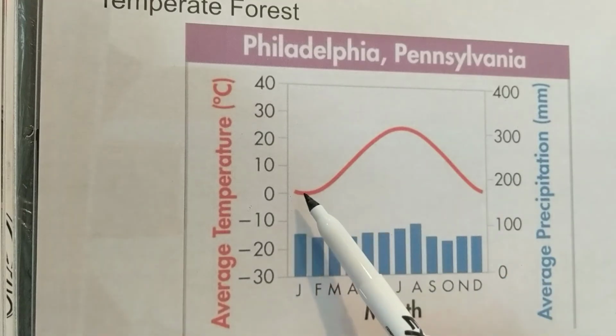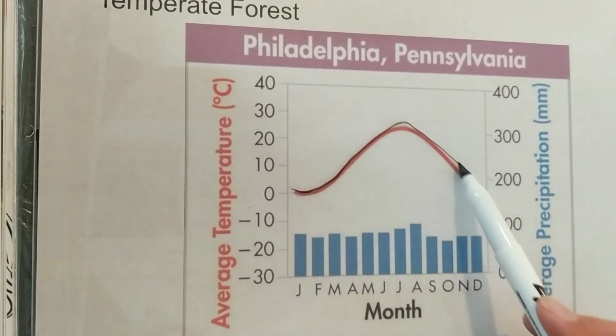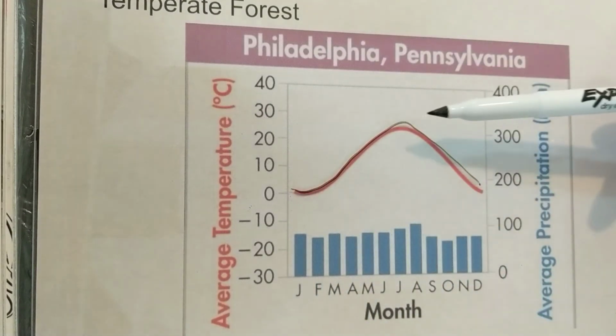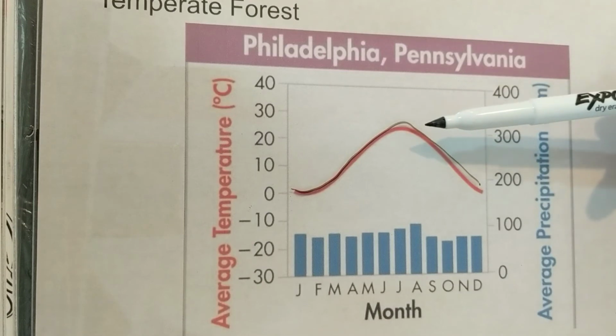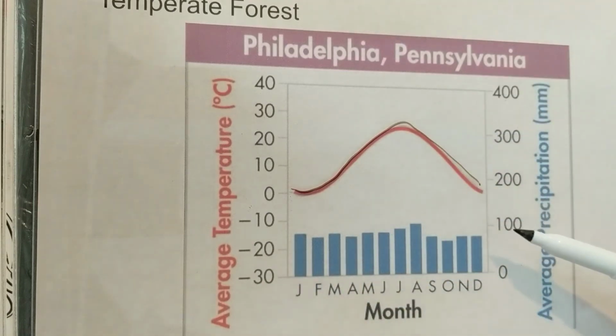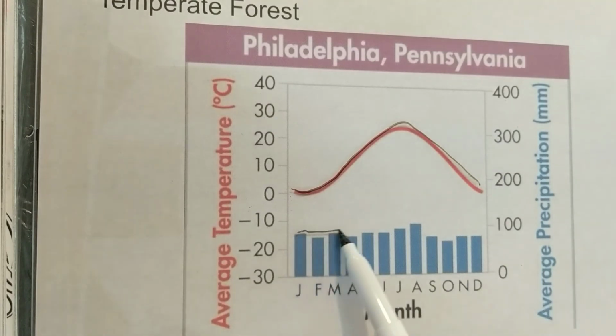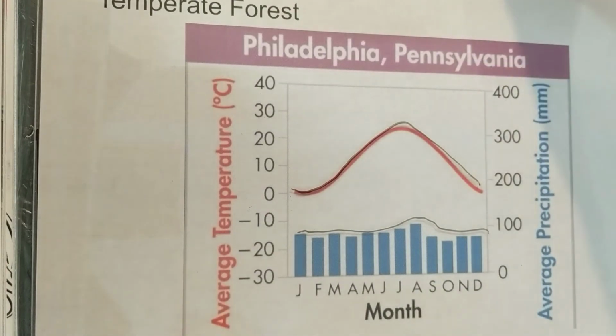We can see in Philadelphia, in this temperate forest, we do have fluctuation throughout the year. We have peak temperatures in the summer months, and then it's cooler during the winter months. We should also notice that precipitation is fairly constant here, so it doesn't change a lot throughout the year.